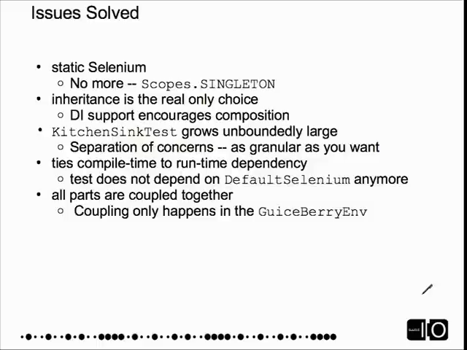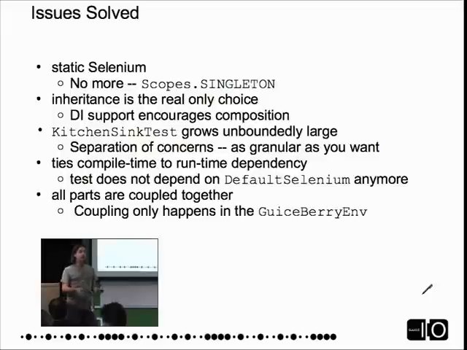Inheritance is not the only choice anymore. DI, particularly Guice, is one of the things that I love about Guice. It encourages composition a lot. So I can break down the parts into as granular of things as I want, and I would just inject things that I actually care to inject and have available in my test. My kitchen sink test then doesn't even exist, so it can't grow unboundedly large. There's a separation of concerns. As I say, the different parts are granular, and they can take care of the things that they know how to do very well. And there's no compile time dependency to anything anymore except the interfaces, just like in your production code.